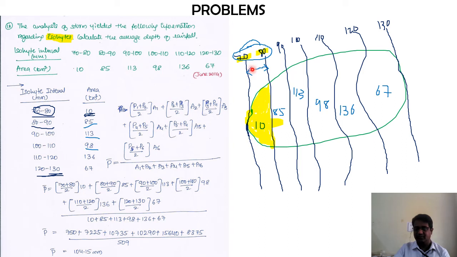I'll repeat this once again. What we are assuming is, since this first portion of the catchment area is covered in between the 70 mm and 80 mm iso height, I am going to be sure that the rainfall in between these two particular contours will be between 70 and 80 mm. So for that, what I am doing is taking the average rainfall that is occurring on this particular section.